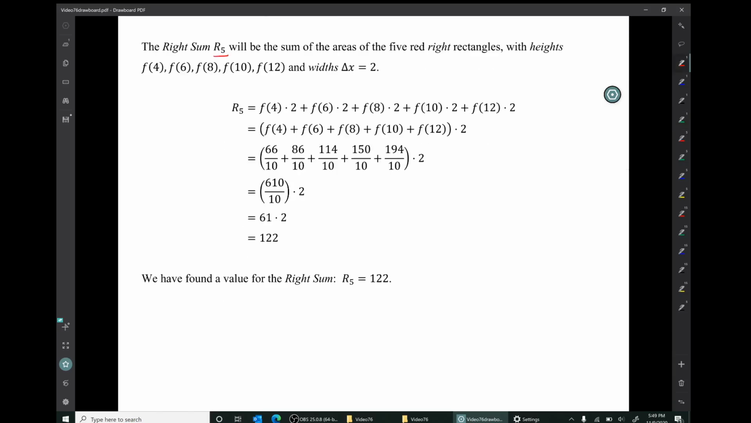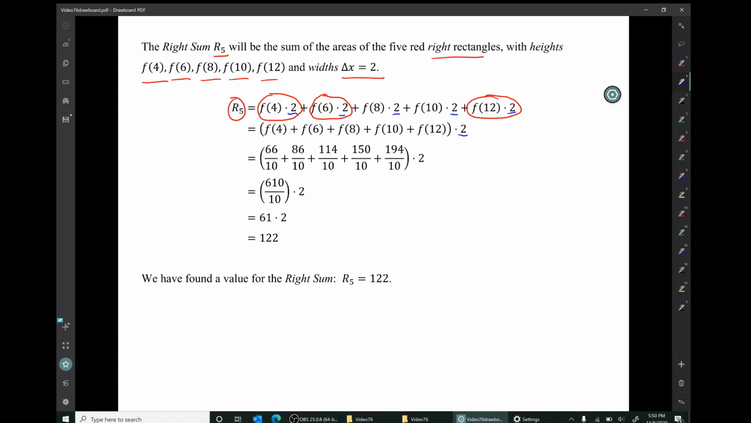The right sum, R subscript 5, will be the sum of the areas of the 5 red right rectangles with heights f of 4, f of 6, f of 8, f of 10, f of 12, and widths are all delta x equals 2. So we build an expression for R subscript 5. It's the area of the first rectangle, a height times a width, the area of the second rectangle, height times a width, and so forth, all the way up to the 5th rectangle, height times a width, all added together. We can factor out the common factor of 2. Each of those rectangles has a width 2, so that number can be factored out.